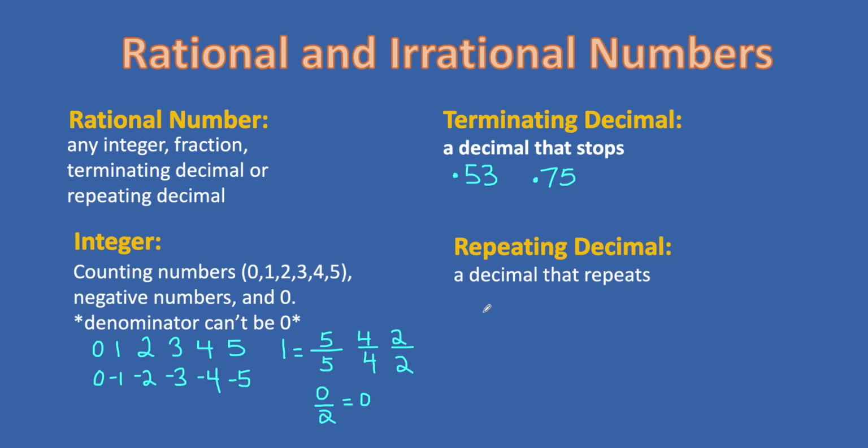Now let's look at repeating decimal. A repeating decimal is a decimal that repeats. It could be 0.3, 3, 3, 3, 3, and so on. And this can be written as 0.3 with a bar on top of the 3. So if you see a bar line on top of a digit, it means that this number is repeating. So when you see 0.3 with a bar line on top, it means 0.33333, and it basically just doesn't stop and it keeps repeating.